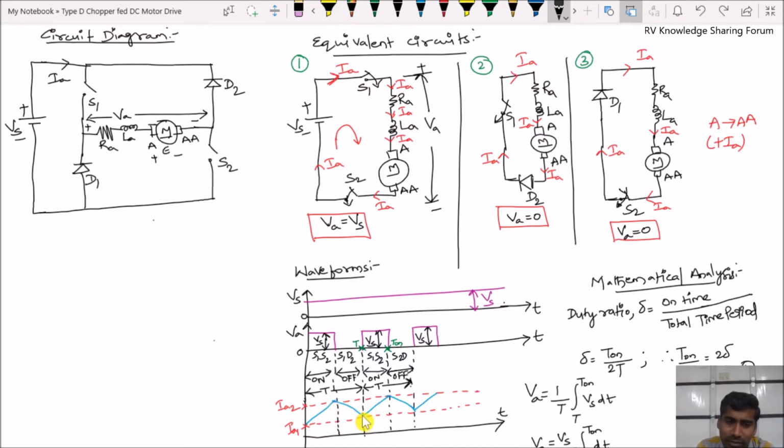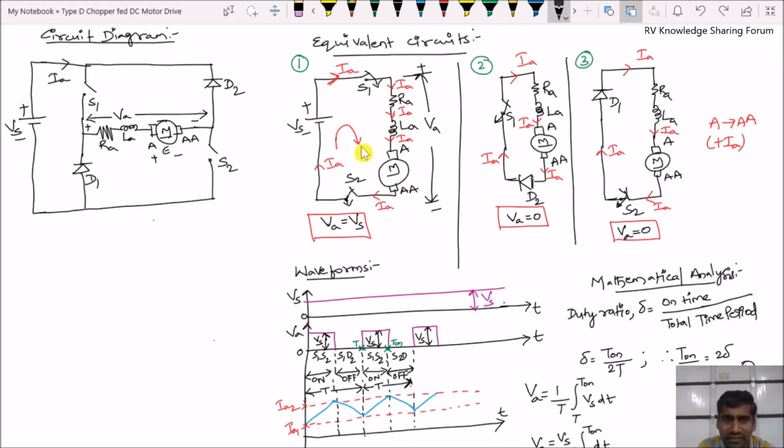So when it reaches the minimum level of the current IA1, again the switch S2 is given the gate pulse. So now what happens? The armature current starts flowing from plus Vs to switch S1, to the motor, switch S2 and to the minus Vs. So, I have drawn that in the equivalent circuit 1. The armature current starts from the positive terminal of the supply voltage, enters into the switch S1 and to the motor and to the switch S2 and ends at the negative terminal of the supply voltage.